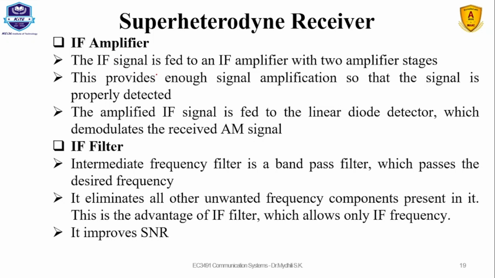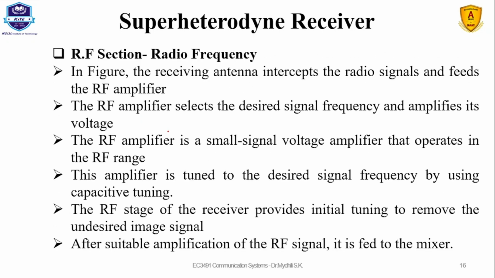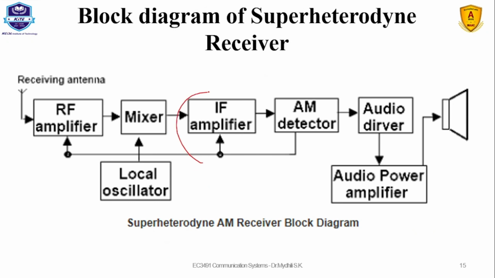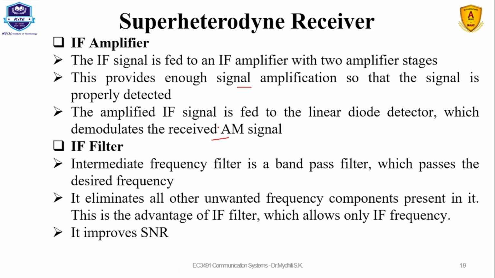So the IF signal is fed to an IF amplifier with two amplifier stages, and this provides enough signal amplification so that the signal is properly detected, and the amplified IF signal is fed to a linear diode detector which demodulates the received AM signal. So after the mixer, it is fed to the IF amplifier section, which has an amplification factor that amplifies the intermediate frequency, and unwanted signals will be eliminated through the IF filter, which is not shown there but is present.